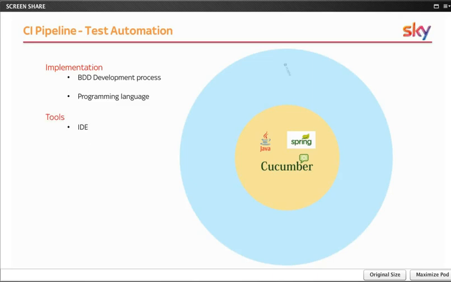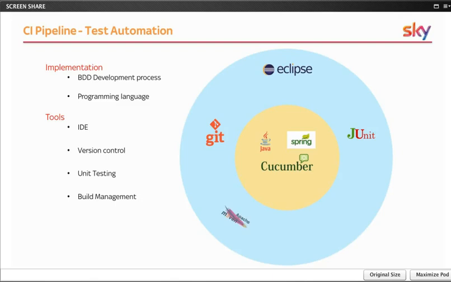So for an IDE, we were using Eclipse. For version control, we originally used Subversion, but we have since migrated across to Git. We embedded in the test framework some unit testing, so we were using JUnit. I had a build management tool of Maven, and we were using a scheduler of Jenkins.